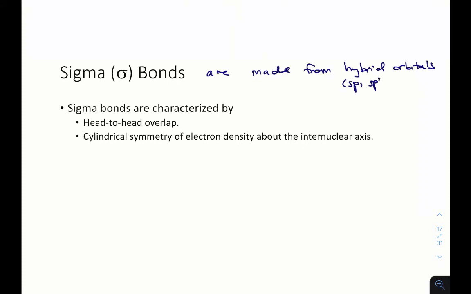So the sp, sp2, or sp3 orbitals will make sigma bonds. Sigma bonds are characterized by head-to-head overlap. This means that orbitals overlap along the bond axis. Because of that, there will be a cylindrical symmetry of electron density about the internuclear axis, and this defines a sigma bond. That was a lot of talking, so let's take an actual look at what a sigma bond looks like and how it is formed.